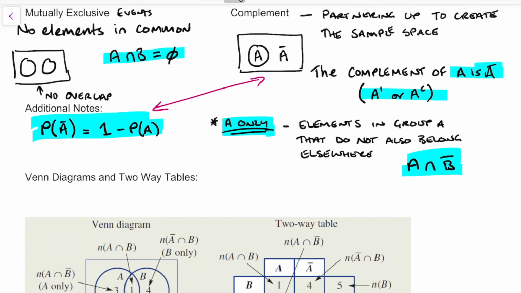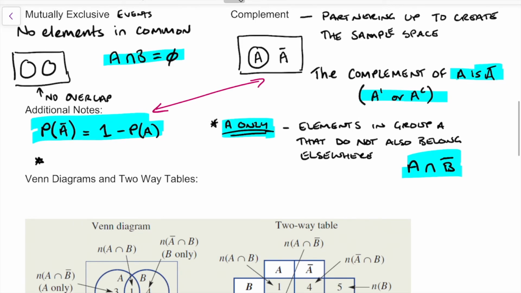And then the last little bit, if I have n of A, that just represents the number of elements in group A. The number of elements in group A. So that's what we have there.